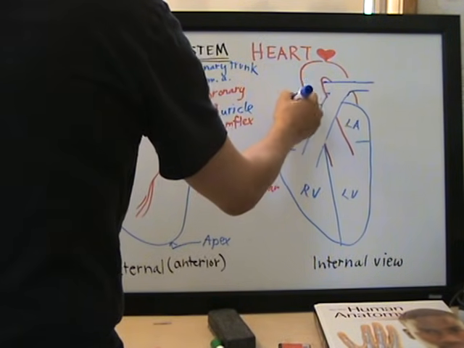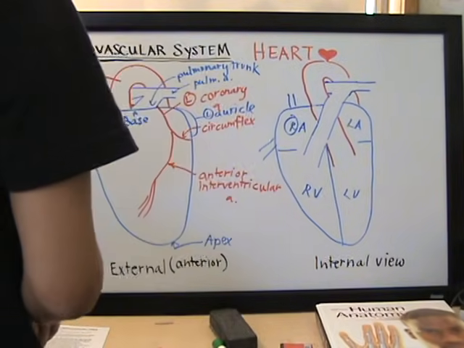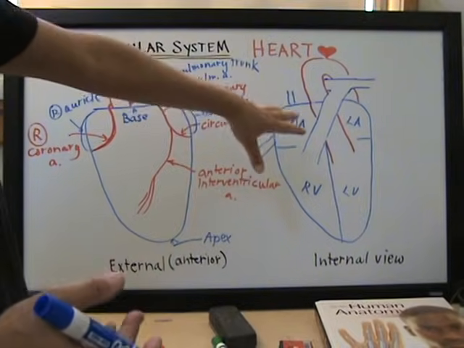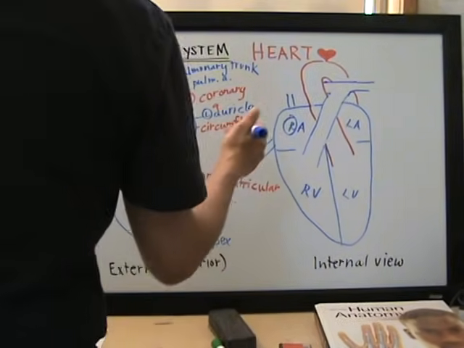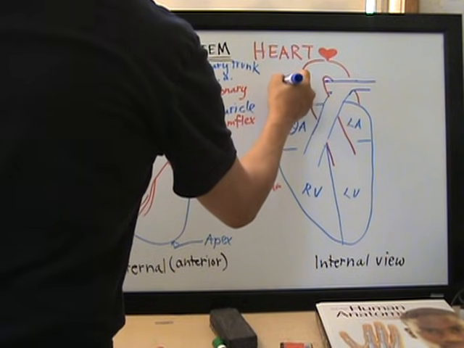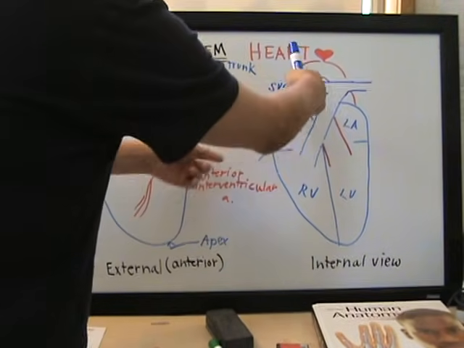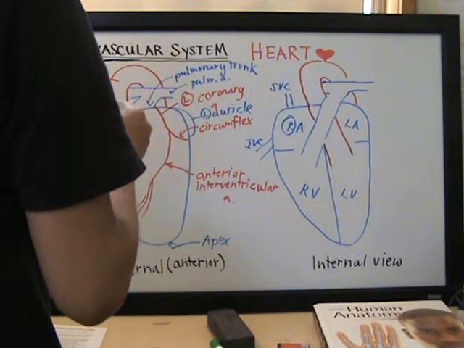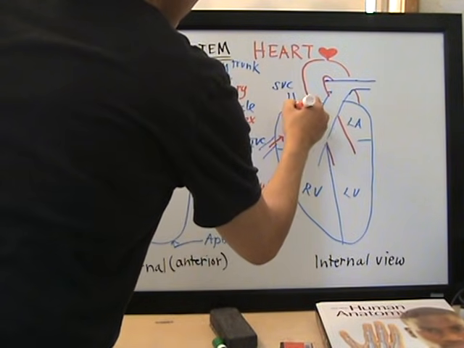Now blood enters the right atrium through vessels called the vena cavas. These are veins. Briefly, veins bring blood back to the heart and arteries take blood away from the heart. So this is the superior vena cava and this is the inferior vena cava, which both bring blood into the right atrium. Blood then, I'm going to just kind of draw little arrows.